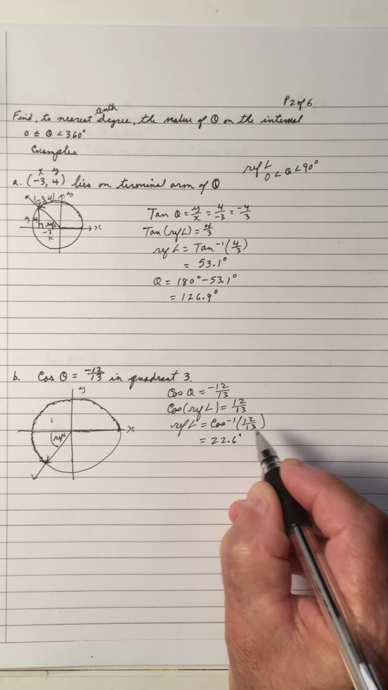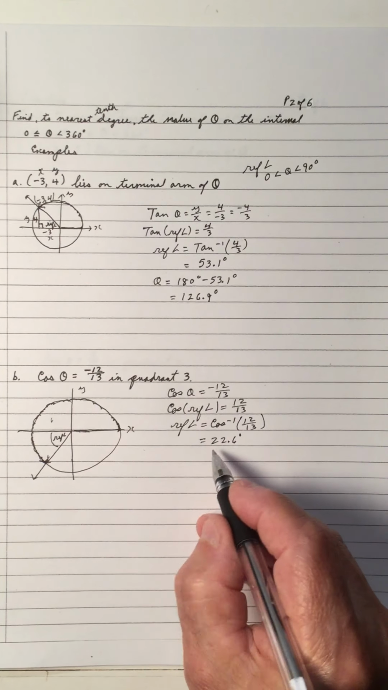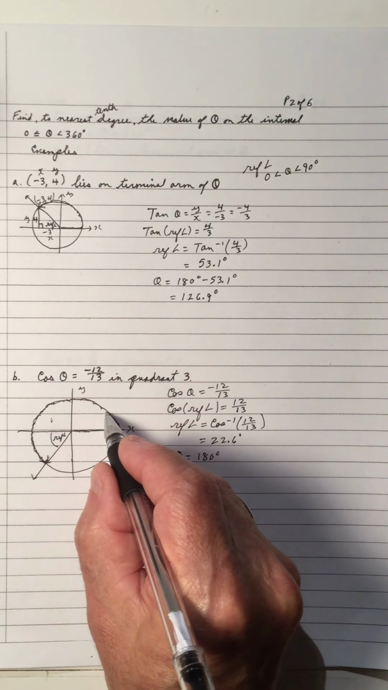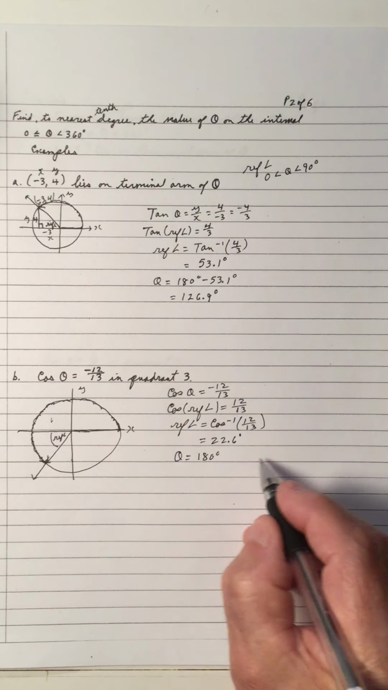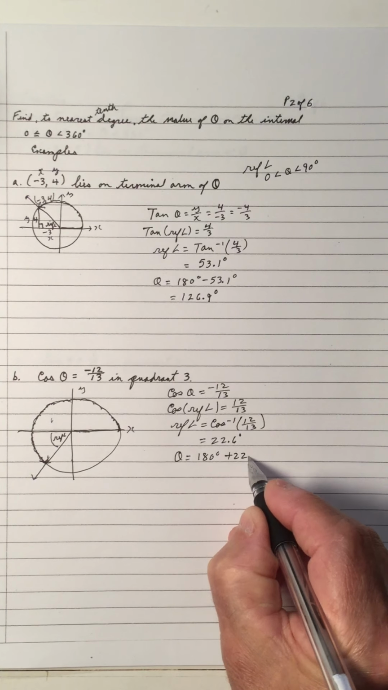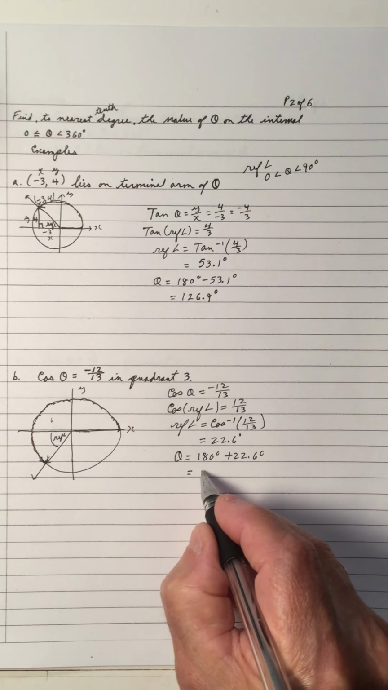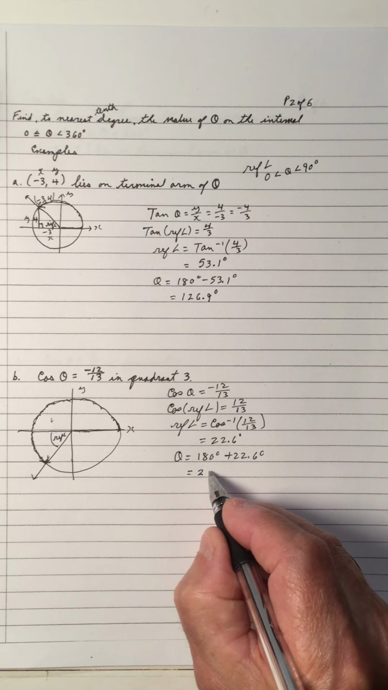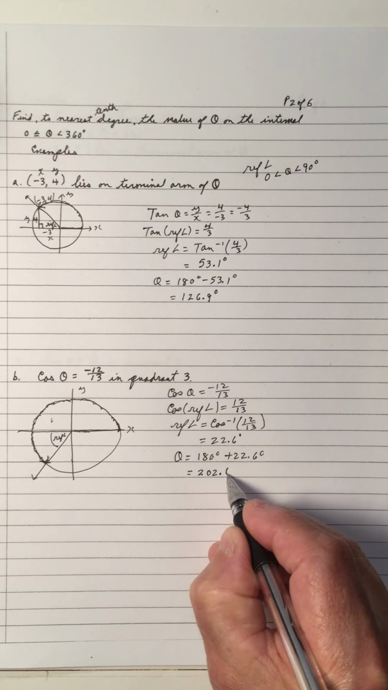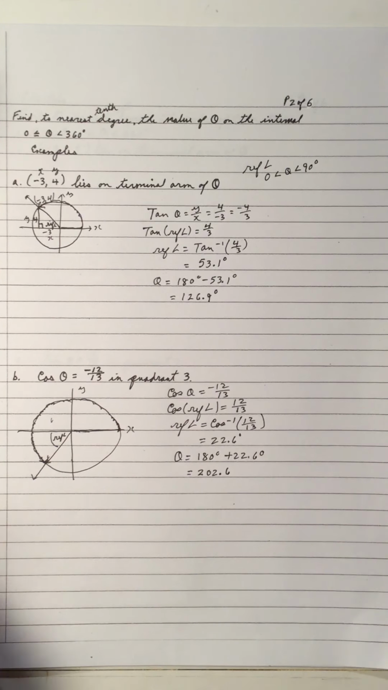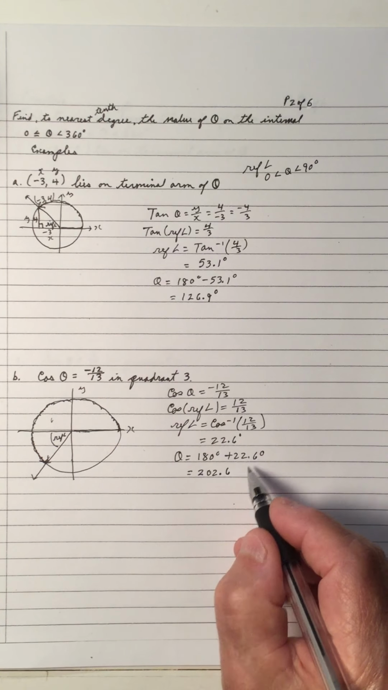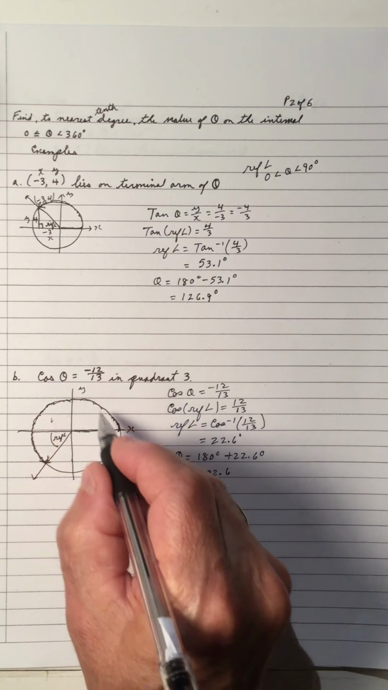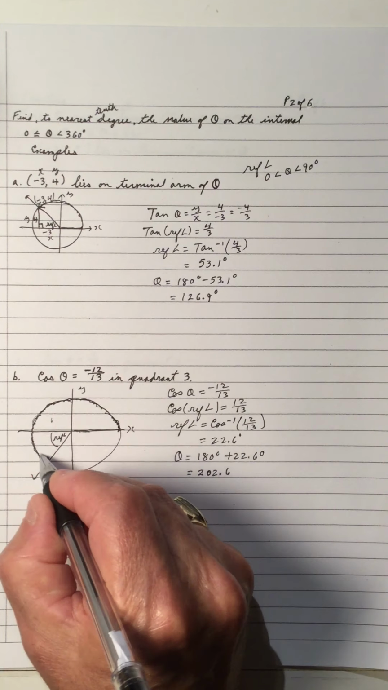Okay. Now, the rotation of theta is going to be 180 plus the reference. So theta is going to be 180 plus 22.6, so I got 202.6. If you add them up correctly, 202.6, yep. So theta is the rotation all the way around right to there.